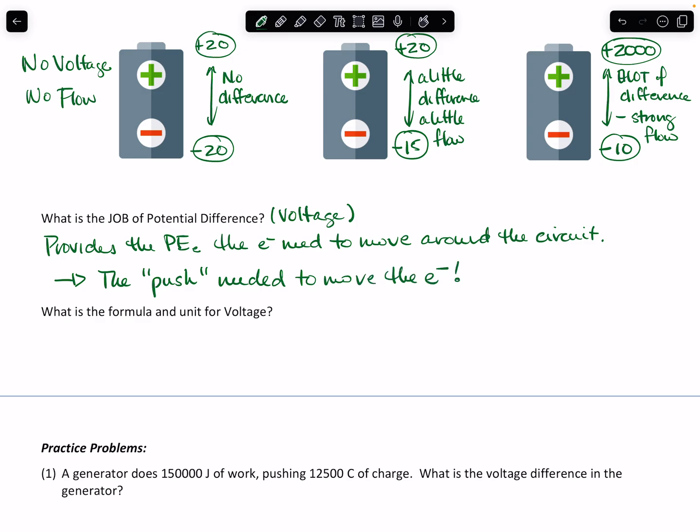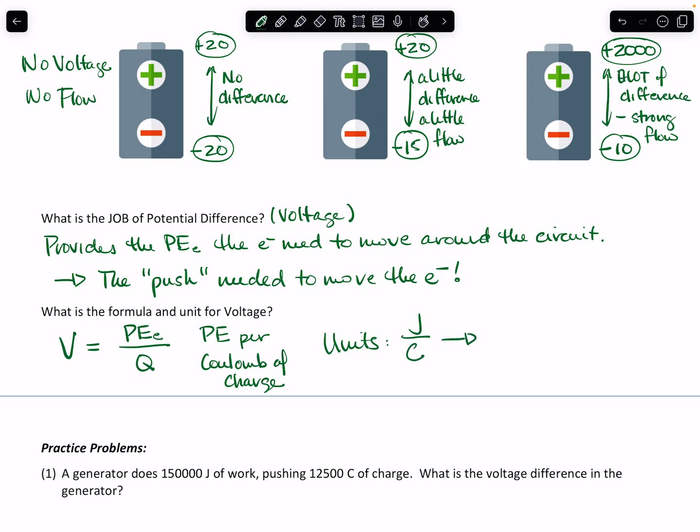So we can calculate this value. We use a capital V for potential difference or voltage, and it's going to be equal to the electrical potential energy of the electrons divided by the amount of charge we're trying to move. So it's the potential energy per coulomb of charge. For units, we have a joule for energy and a coulomb for charge, but we actually use the volt. It represents a joule per coulomb, and we have a capital V for our numbers. So let's try a couple of these.